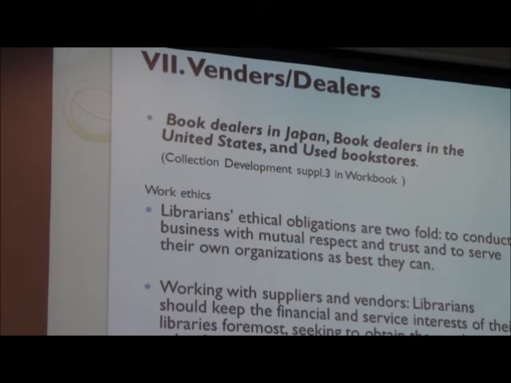Okay, and the last one is vendors and dealers. I compiled book dealers in Japan, book dealers in the United States, and used bookstores. These are all selected ones, with no intention to be comprehensive. It's in your handout, the workbook, and except for the grading window, each one is updated by the vendors themselves, so it's the most current information.